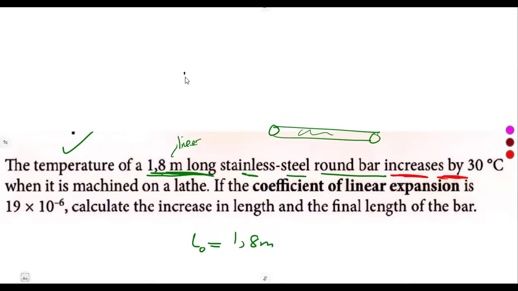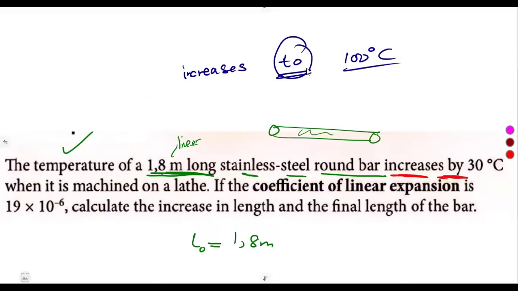Increases by, then there is this one, increases to. Increases to 100 degrees Celsius. Increases to means we are now at that value. We are now at the final temperature T2. But if we say it increases by, that by is our increment.